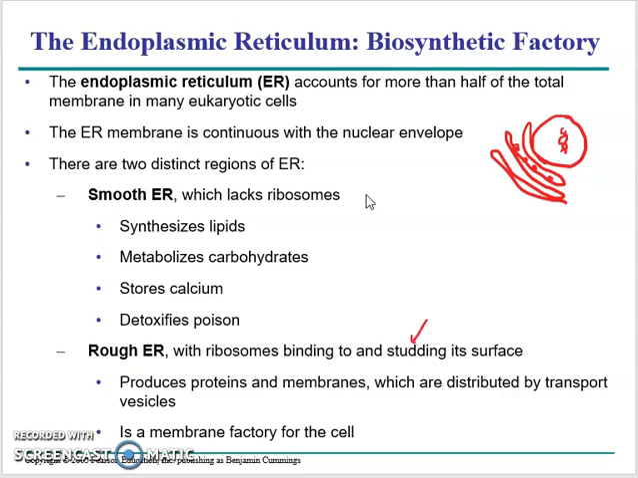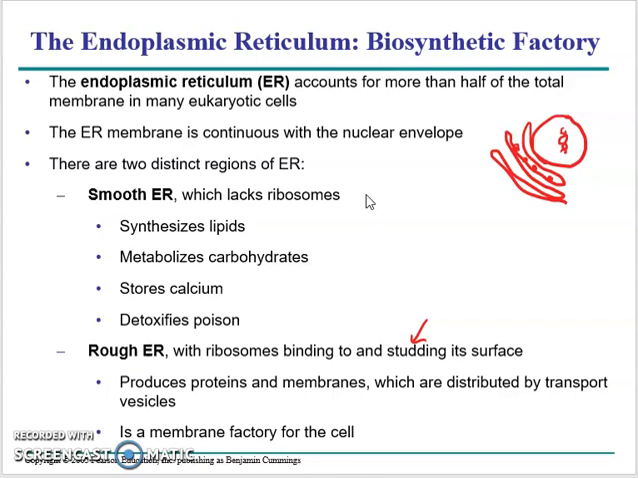So I'm actually going to go down here first, right? Ribosomes bind to and stud the surface of the rough endoplasmic reticulum. That's what produces proteins and more membranes, okay? Phospholipid bilayers, which are distributed by transport vesicles. So those vesicles, those little bubbles, as I mentioned in the previous slide, are really what are used to move things around inside and sometimes out of the cell, right? So this is the membrane factory for the cell.